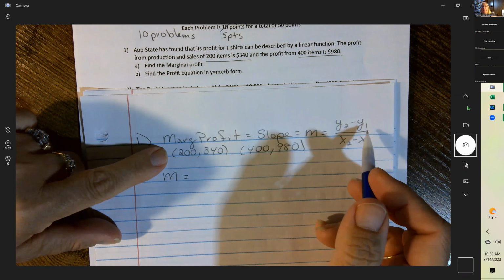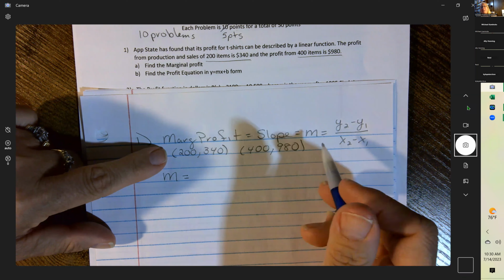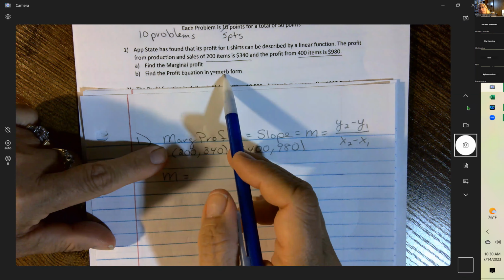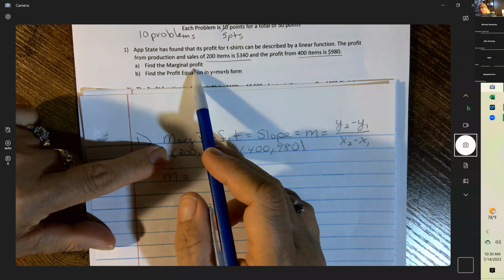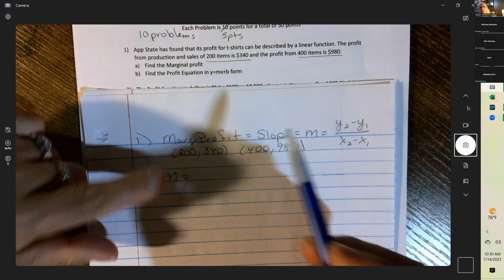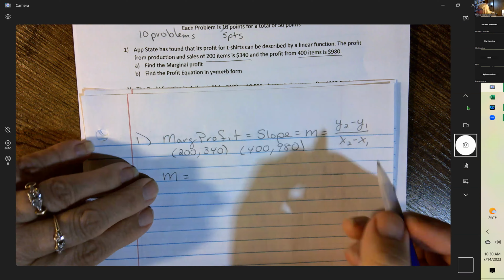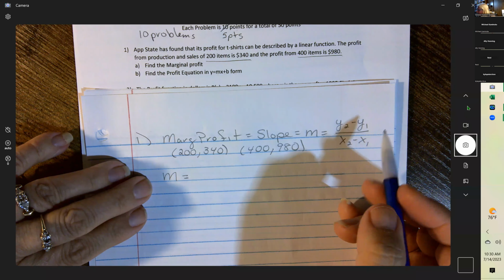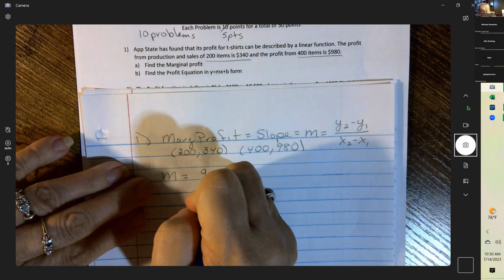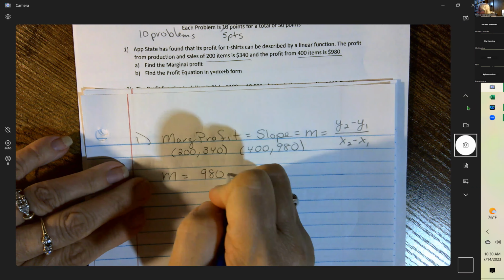Oh, and on Chegg, this one was wrong. They found the profit function, but then they said marginal profit was something else. They found average profit instead of the marginal. So be careful if you are cheating, they're not always right.